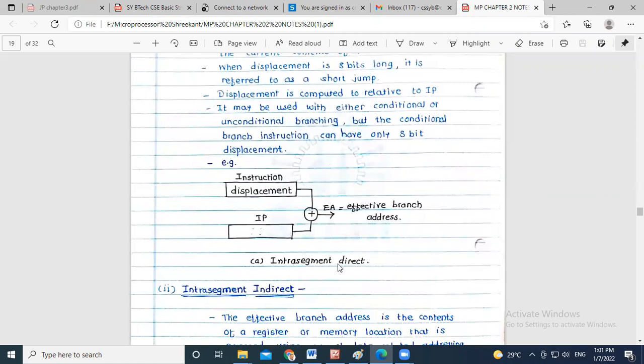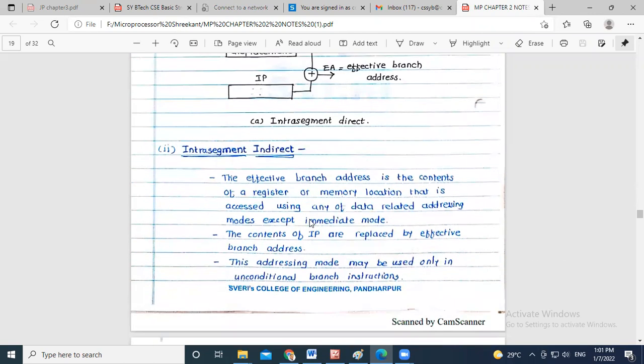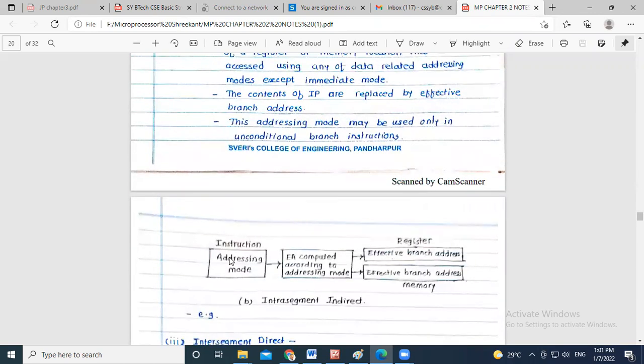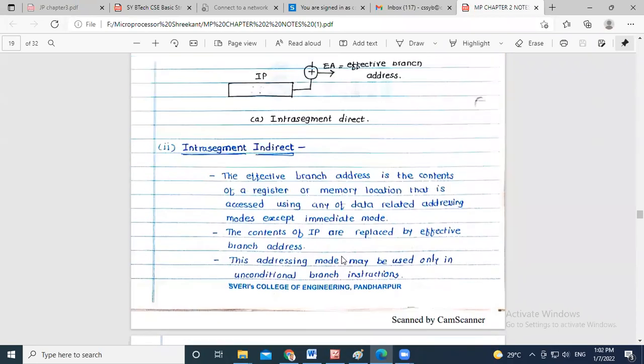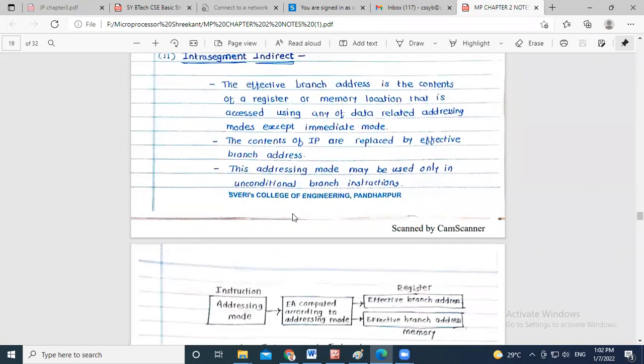This is intra segment direct. Again, in the intra segment indirect, the instruction with the addressing mode has its effective address computed according to the addressing mode indirectly, not directly. That's what we have to say. It is an indirect intra segment. Intra segment means what?